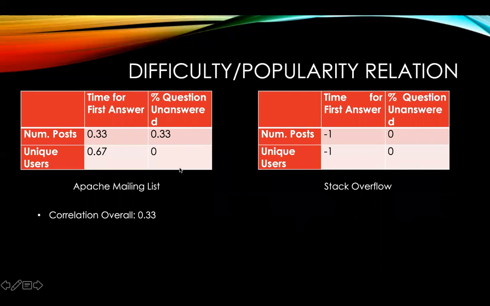And then we relate the difficulty to the popularity. As you can see, on the Apache mailing list, there wasn't a strong correlation between the difficulty and popularity metrics. But on Stack Overflow, both the popularity metrics were strongly inversely correlated to the time for an answer, meaning the more popular a framework was, the less time it took to receive an answer on average. And then if we use the final ratings, popularity and difficulty were correlated about 0.33, which is not a strong correlation.